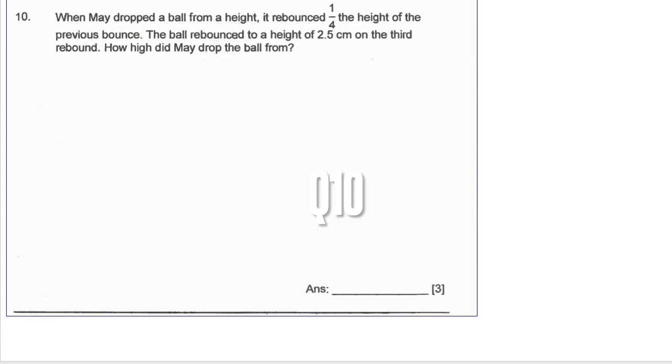Okay, when May drops a ball from a height, it bounces 1/4 of the height of the previous bounce. This is very important. What does it mean, 1/4 of the height of the previous bounce? The ball rebounds to a height of 2.5 centimeters on the third rebound.